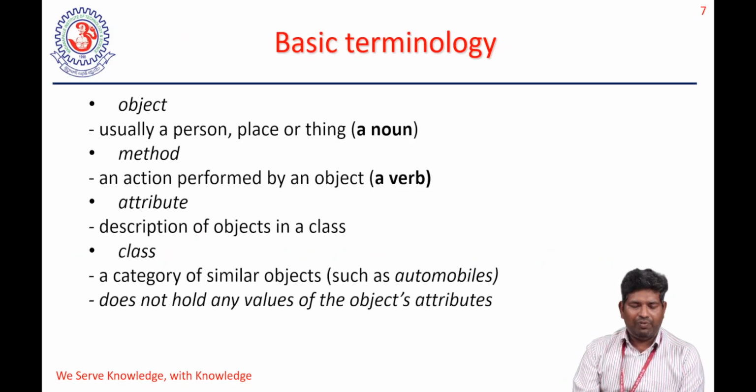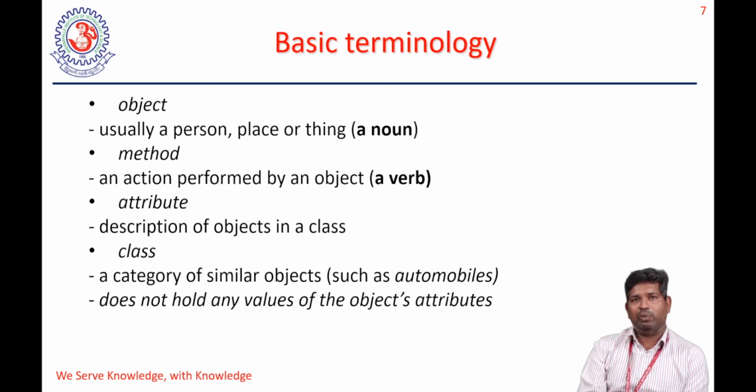Now we explore the basic terminology we are using in object-oriented programming, right? The first one, object. An object is usually a person or a place or a thing, that is, a noun. For example, here I am speaking, and in front of me a projector is there. A projector is one object. A camera is another object. A mic is another object. Then method. A method is an action performed by an object, a verb. Then attribute, a description of an object in a class. Then the class, a category of similar objects, which does not hold any value of the object attributes.